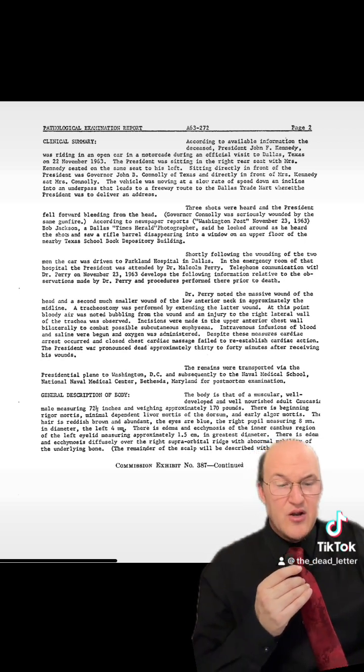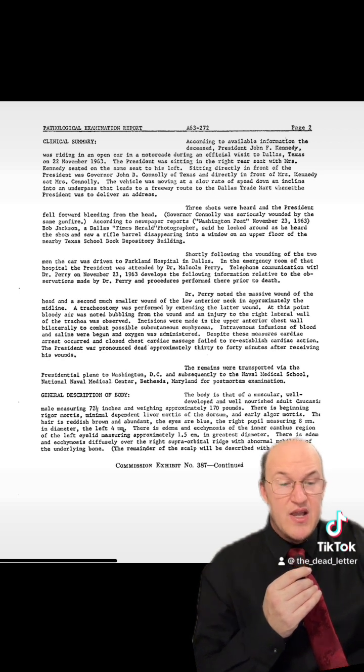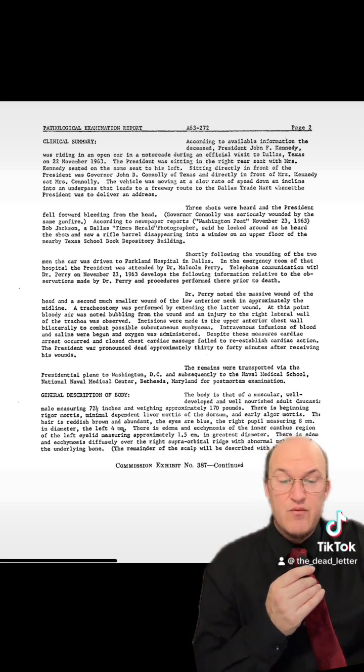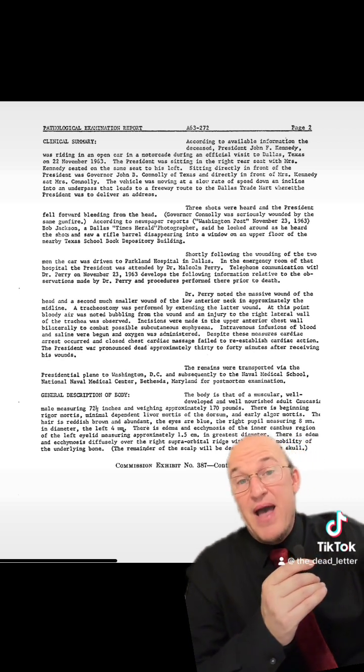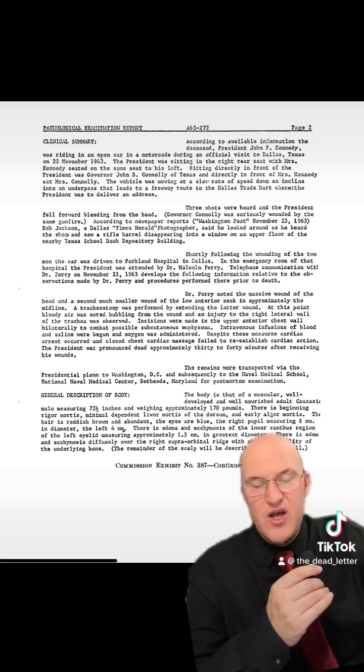Then it says the remainder of the scalp will be described with the skull. There is clotted blood on the external ears, but otherwise the ears, nares, and mouth are essentially unremarkable. The teeth are in excellent repair, and there is some pallor of the oral mucous membrane. Pallor probably due to extreme blood loss. Head wounds tend to bleed a lot.